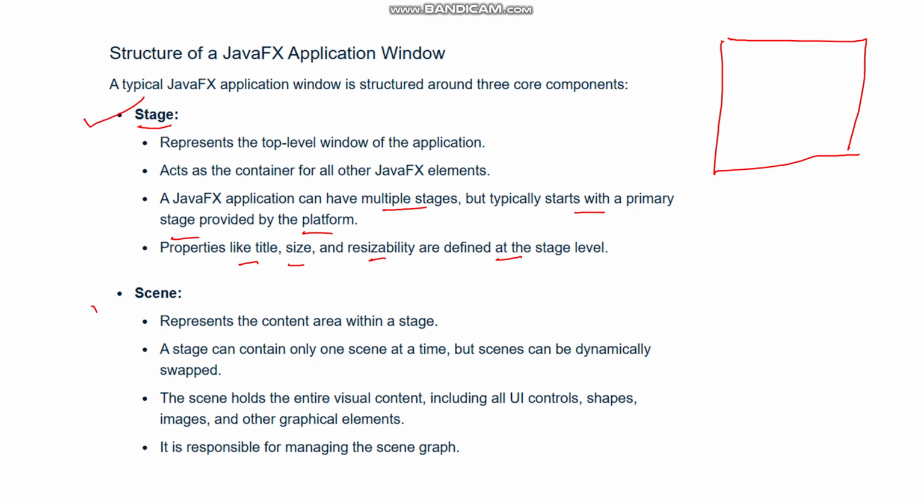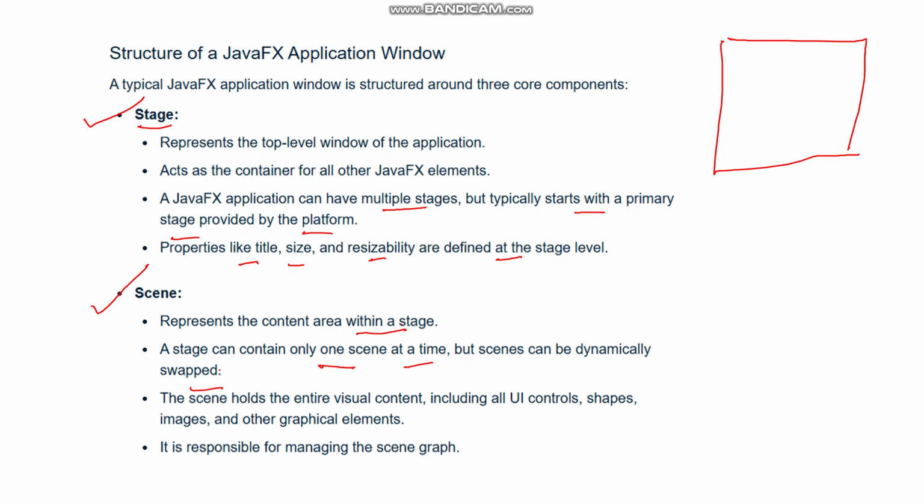Come to the second component, the scene. The scene represents the content area within the stage. This area is called a scene. The stage contains only one scene at a time, but the scenes can be dynamically swapped. Means from one scene to another scene, the content can be swapped.